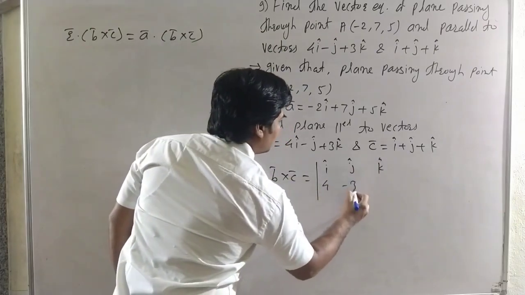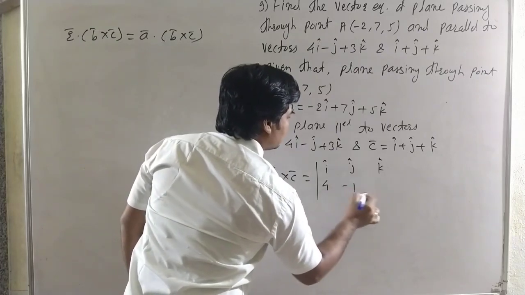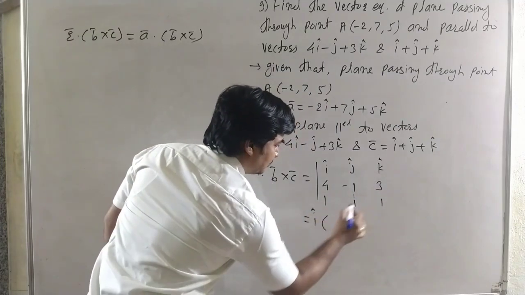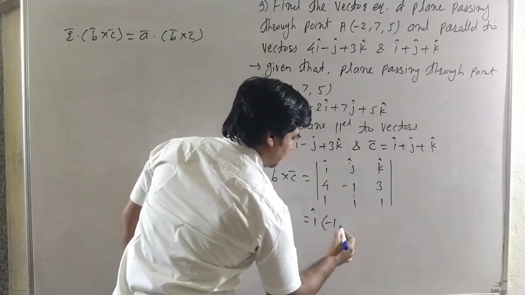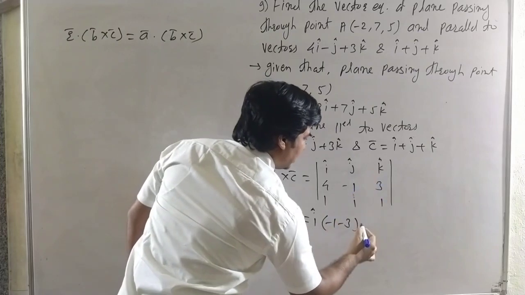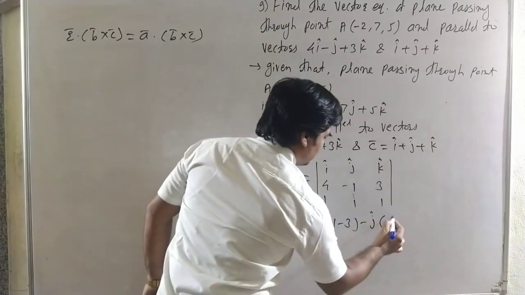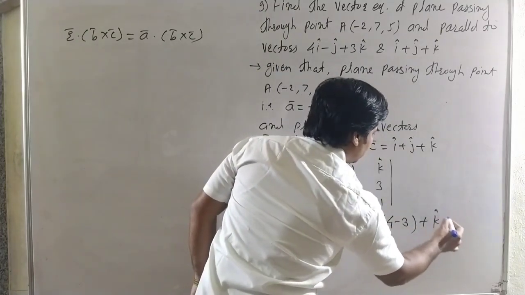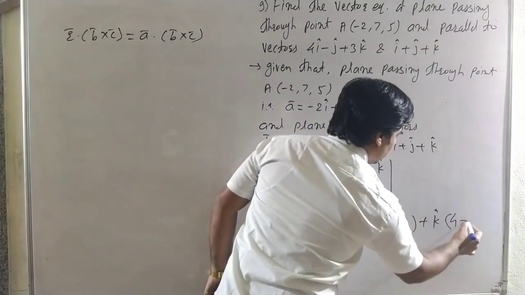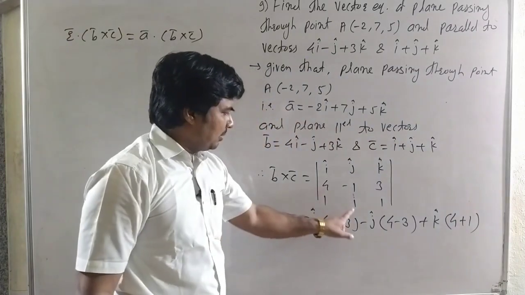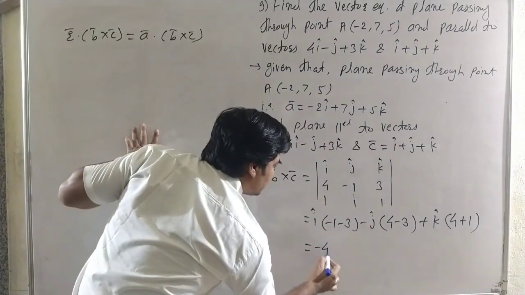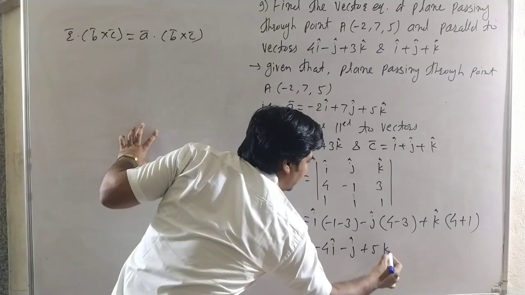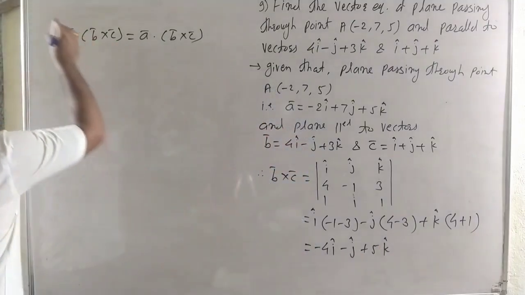The rows are 4, minus 1, 3 and 1, 1, 1. Therefore i cap into minus 1 minus 3, which is minus 4, minus j cap into 4 minus 3, which is 1, and plus k cap into 4 plus 1, which is 5. Therefore b bar cross c bar is minus 4 i cap minus j cap plus 5 k cap.